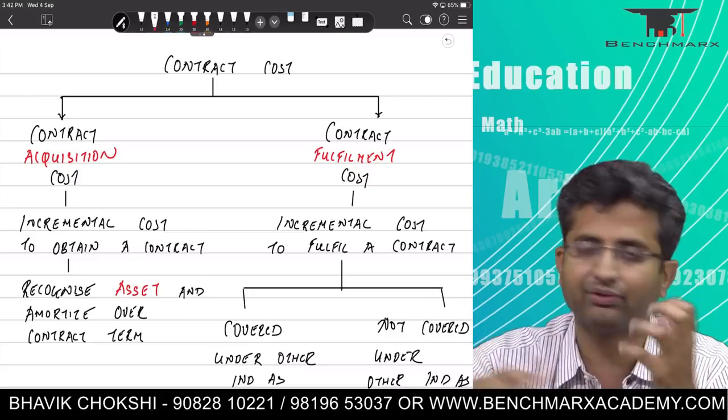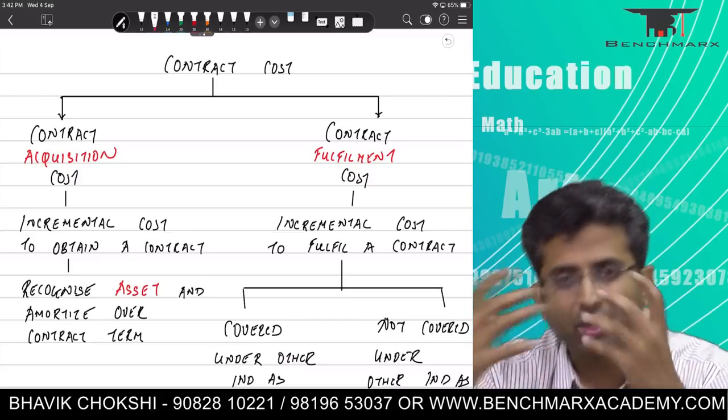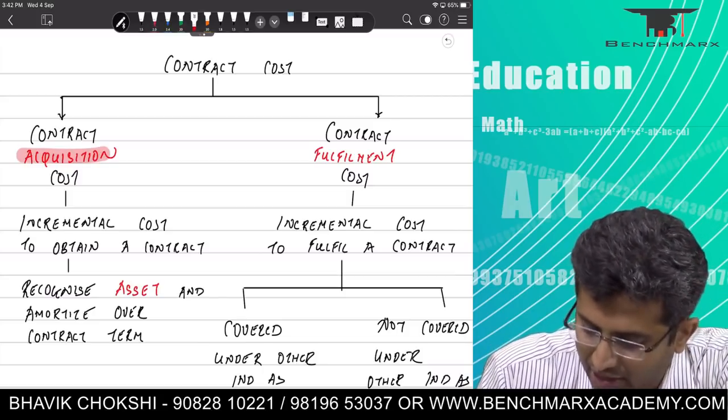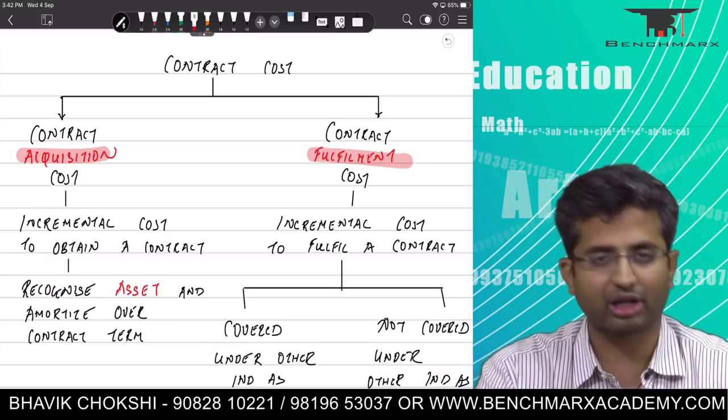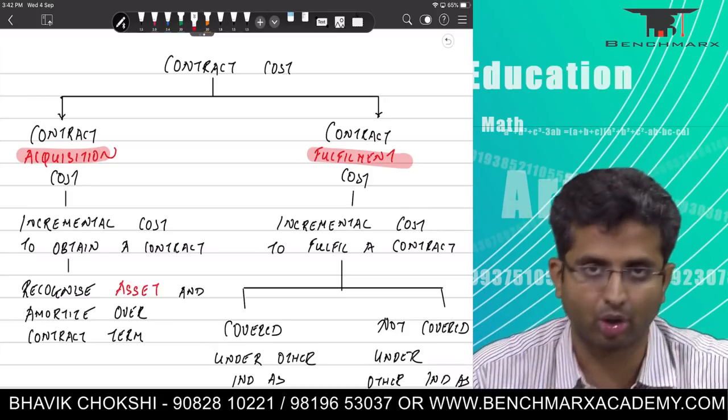We have done 5 steps, recognize revenue. 2 special guidances. Contract cost. Contract costs are split into 2 parts. There is contract fulfillment and then there is contract acquisition. What is a contract acquisition cost? These are costs that you are incurring to acquire or procure a contract.